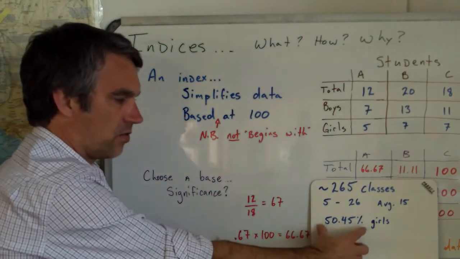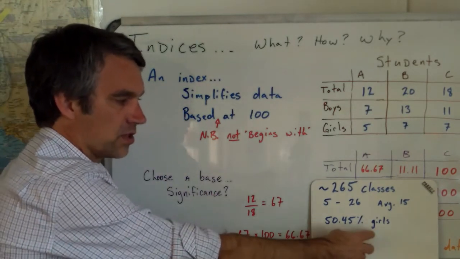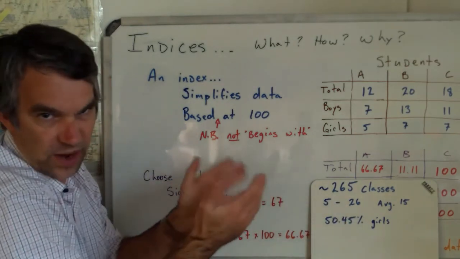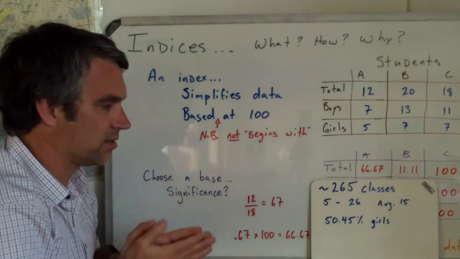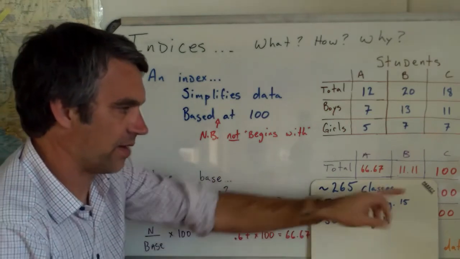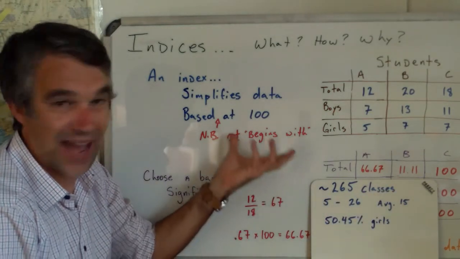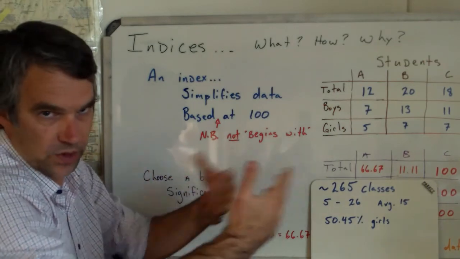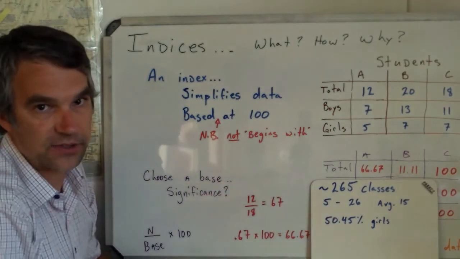And then overall in the school, we have slightly more girls than boys. So again, I might make that number, whatever it is, the base, I guess 50.45 times 15. I might make that the base to get kind of a picture of my boys and girls in my classes versus in other classes.